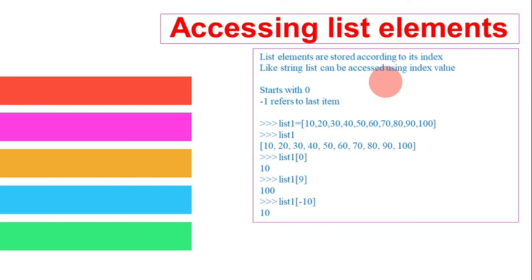list1 prints all the elements, and list1[0]. What is list1[0]? That is 10. list1[9] is 100. Of course, you know how it goes: 0, 1, 2, 3, 4, 5, 6, 7, 8, 9.